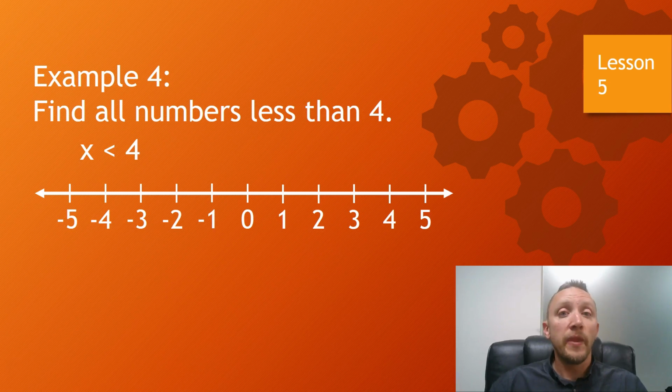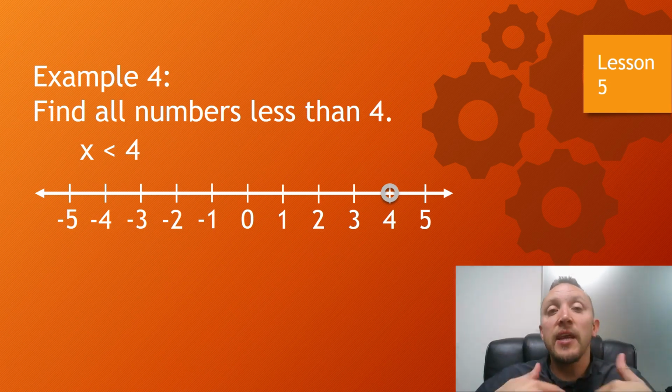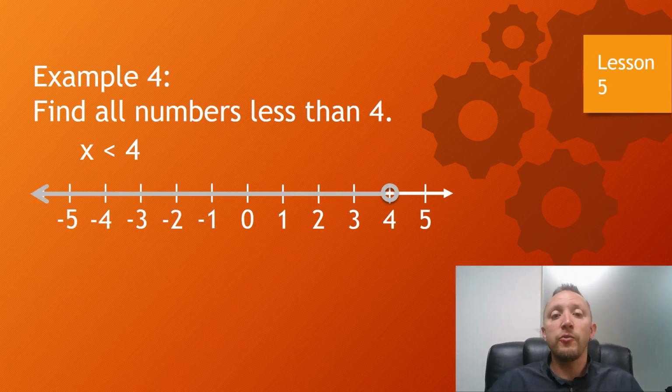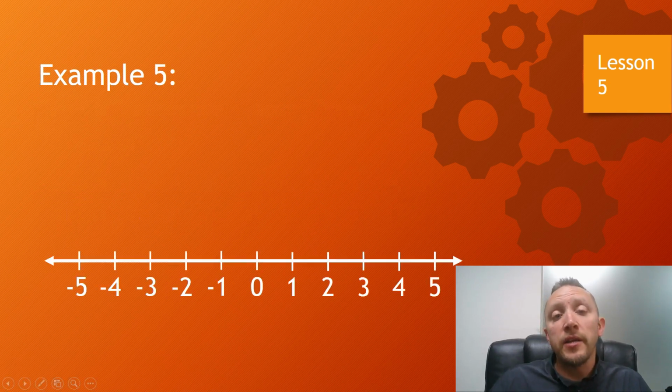Okay, let's see how you did. So it's less than 4, so 4 is not included, so you should have an open circle at 4. It's everything less than, everything smaller than 4, so we'd have an arrow going to the left of 4. Okay, let's look at another example.